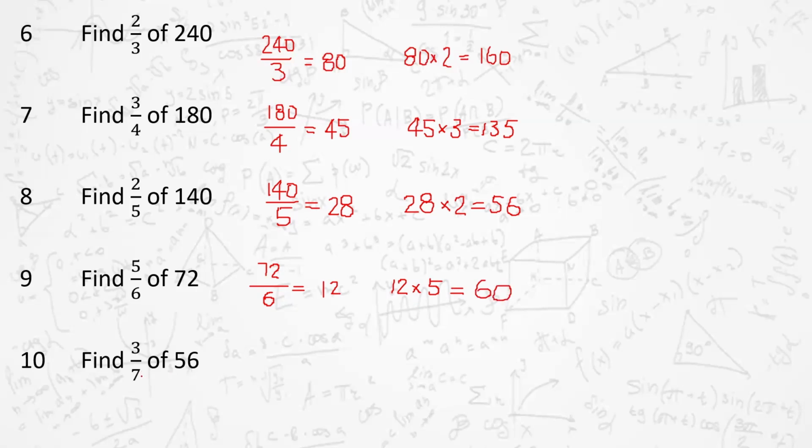Number 10, 3/7 of 56. So divide 56 into 7 parts. So each part is 8. So 1/7 is 8. Therefore, to find 3/7, use 8 times 3, which gives us 24. So that's our answer.